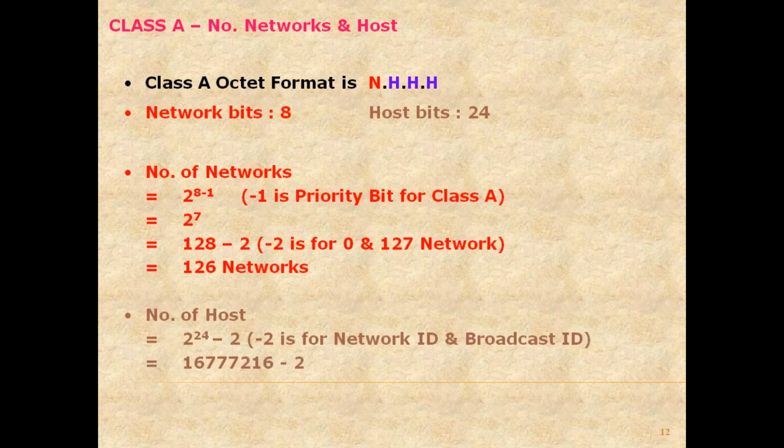So the number of hosts will be 2 power 24, and whatever number you get out of 2 power 24, from there we have to do minus 2. So 2 power 24 will be 16,777,216. So minus 2 will be 16,777,214. So this many IP addresses are possible in class A.